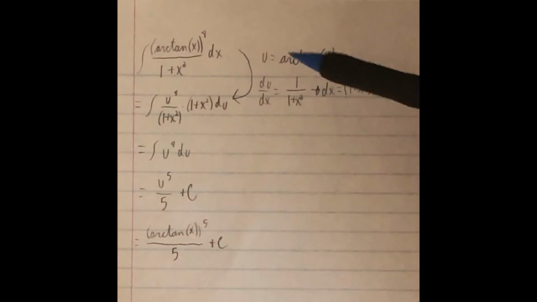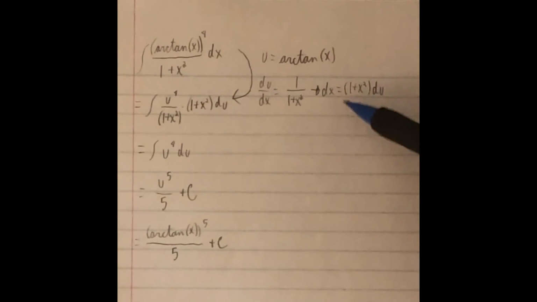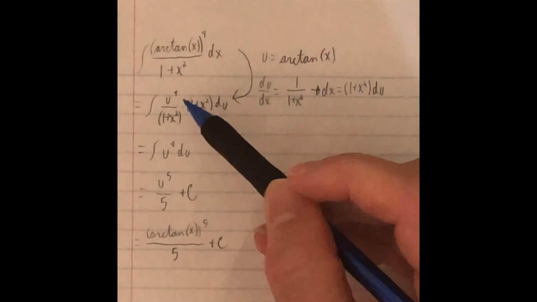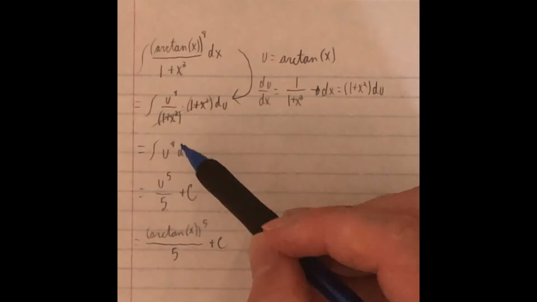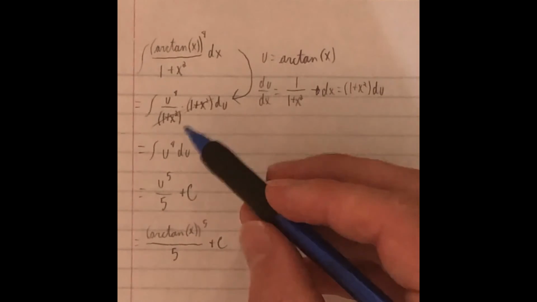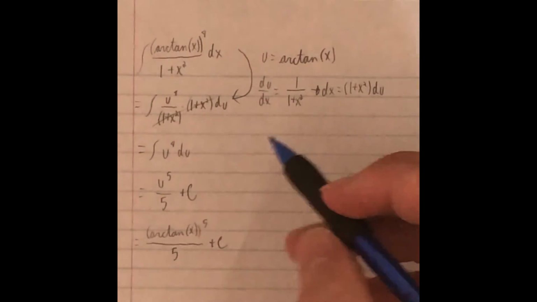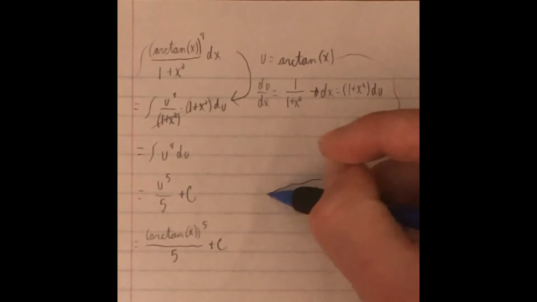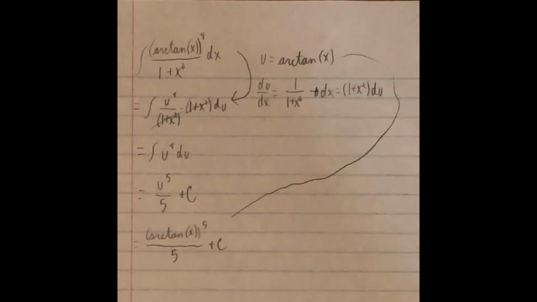So I will substitute for u, u equals arctan of x, which is going to give me dx equals this, as I mentioned. So I'm going to be able to cancel out 1 plus x squared, and it's going to leave me with the integral of u to the 4 du, and that's just u to the 5 over 5 plus c, and then I can undo the substitution for arctan of x. So it's going to be arctan of x to the 5 over 5 plus c.